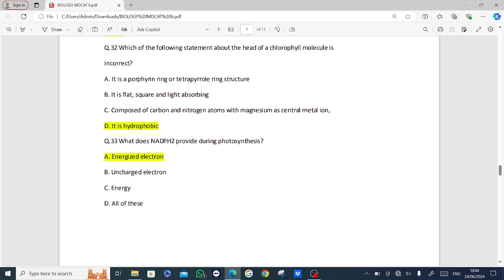Next MCQ is, what does NADPH2 provide during photosynthesis? Options are energized electron, uncharged electron, energy, all of these. Answer is option A, energized electron.